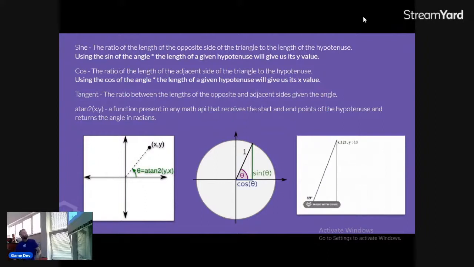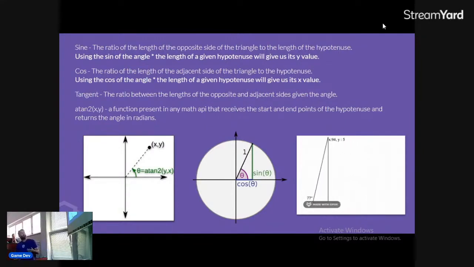Also, there's a neat little function called arctangent that any decent computer software will allow you to use, where you divide the opposite by the adjacent, and you will get the angle in radians. Those are all extremely useful for any kind of game.